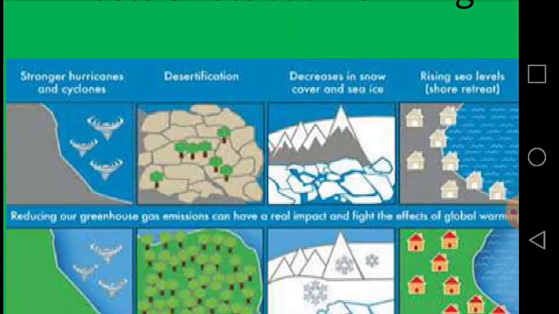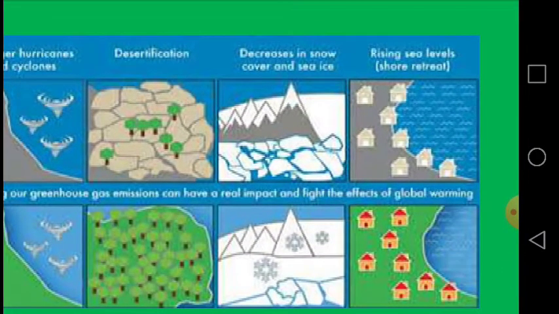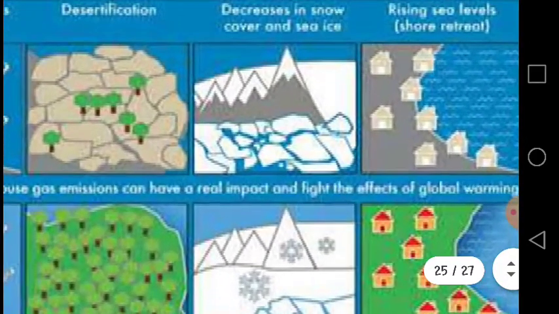Desertification. Agricultural land is converting into deserts because of water shortage due to the change in rainfall, and decrease in the snow cover and the ice caps on the mountains. This is how the ice is melting in the glaciers and on the ice caps on the mountains, and this is how the level of water in the sea increases.